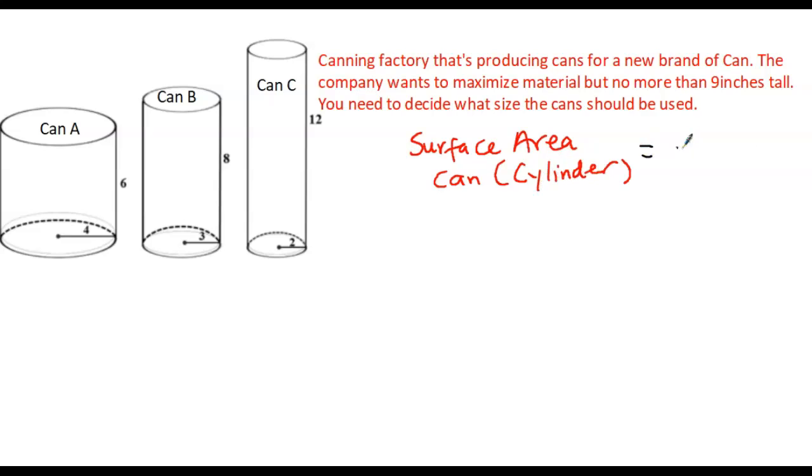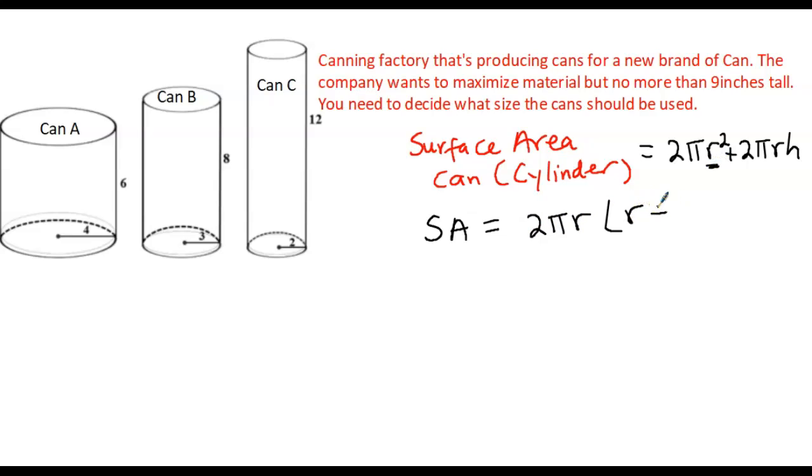Surface area of a cylinder is 2 pi r squared, which is the top and the bottom, plus the lateral, which is 2 pi r h. So that's the formula. And as we are doing the calculation, I will recommend that we simplify the surface area. Most of my students like it this way as 2 pi r, and then one more r here, which is the radius, plus here the height.